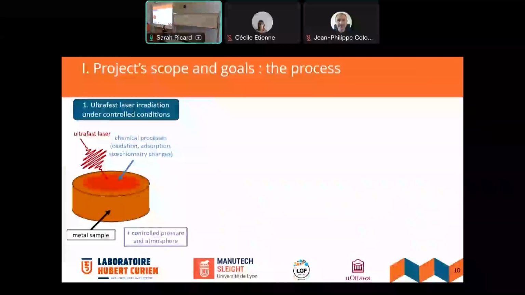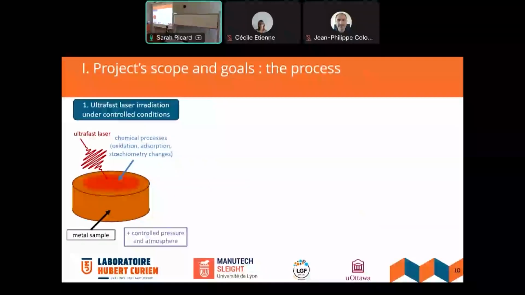So to sum up the scope and the goals of the project. Firstly, there's going to be some ultrafast laser irradiation under controlled pressure and atmosphere conditions. Mostly metal samples. I'll talk about what kind of metals we're going to use.